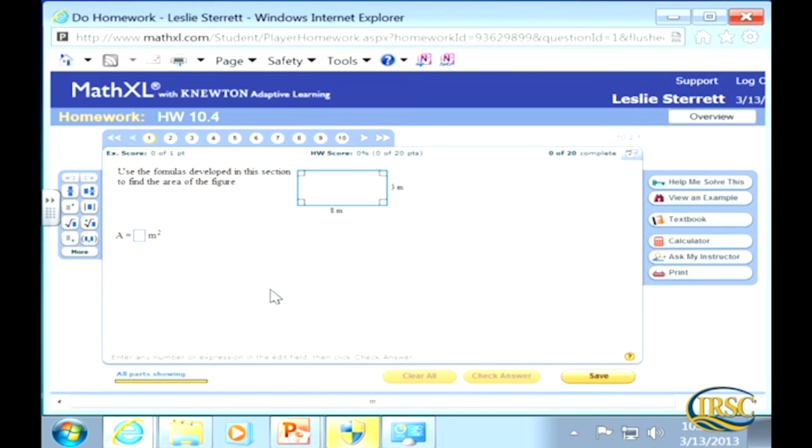So in here it's going to give you some normal polygons where you have to just find the area based on the formula you have. So what do I do here? Okay, 8 times 3, giving you 24 square meters. Okay, well done.